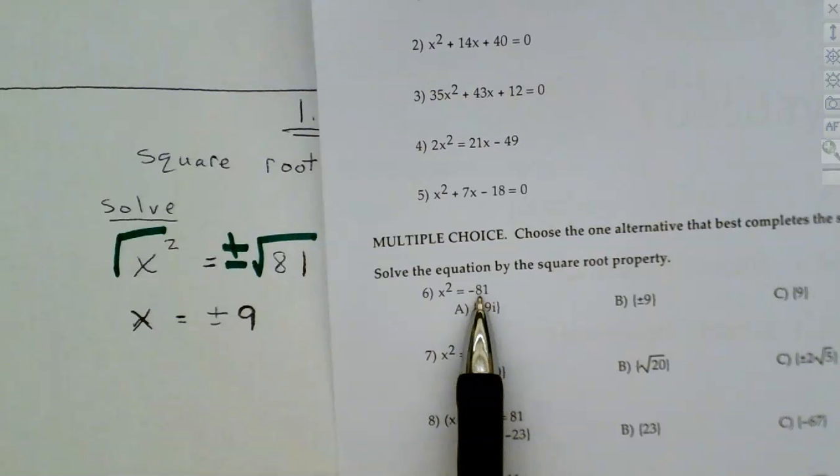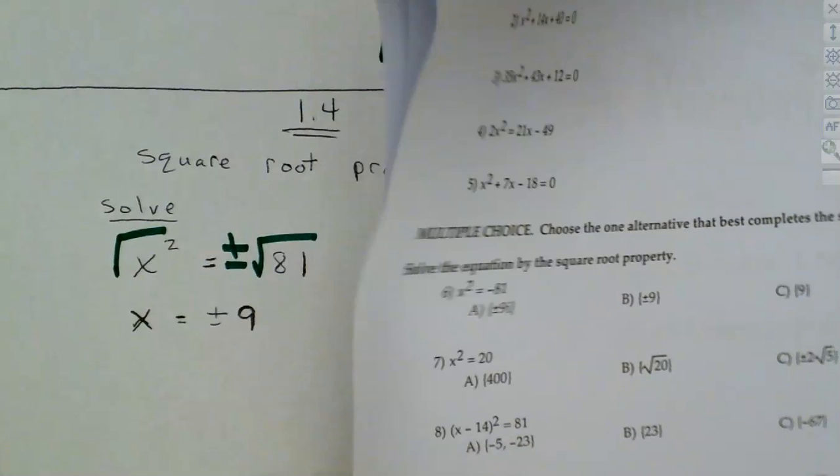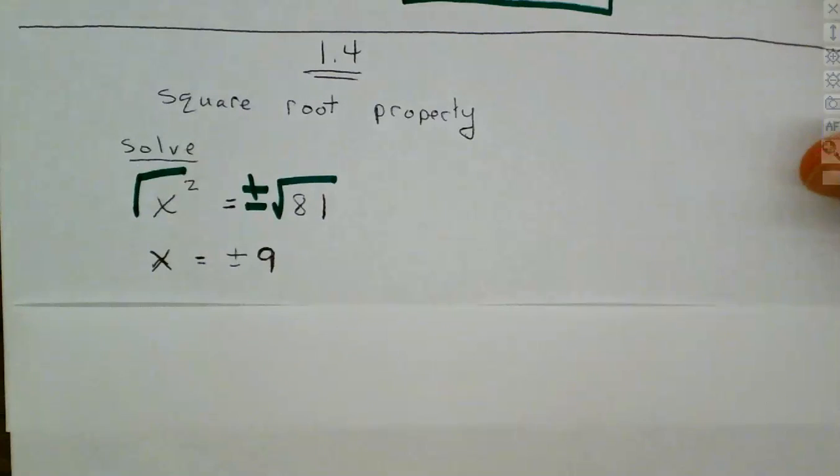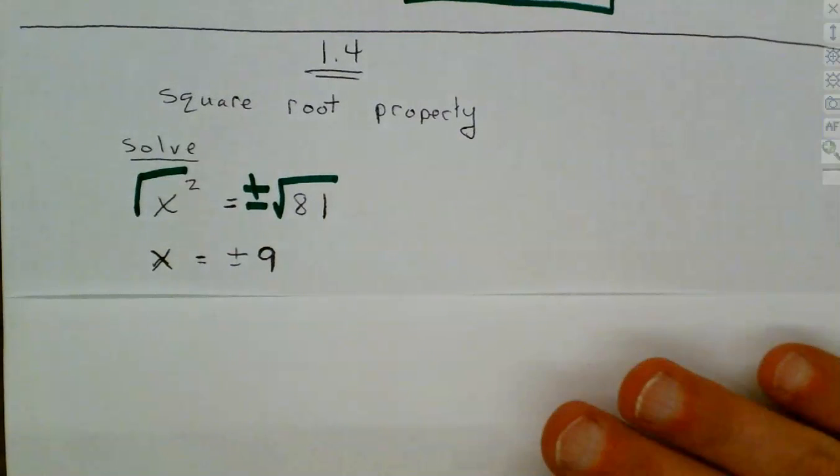Why? Because the right-hand side is negative. When you take the square root of a negative, it becomes imaginary. Let's do 2 more of these, and then we'll look at some others that are a little bit more complicated.